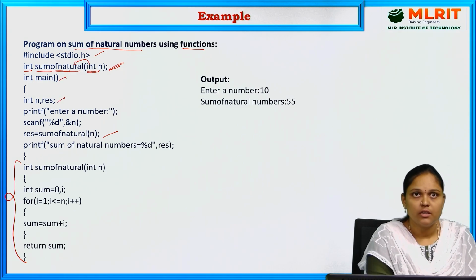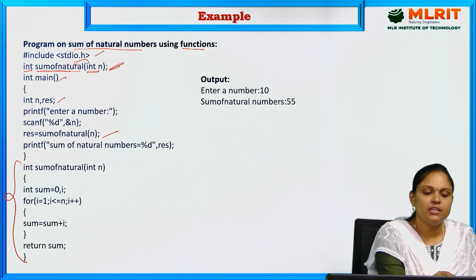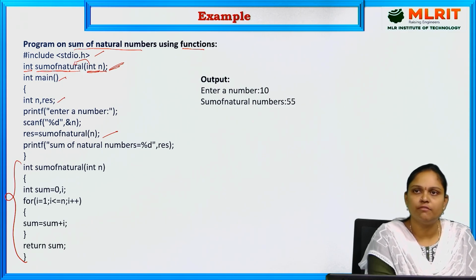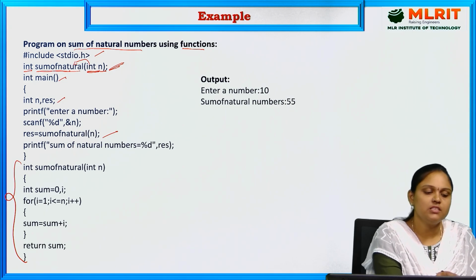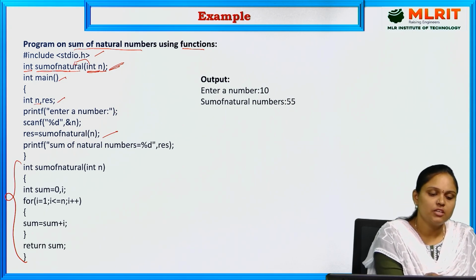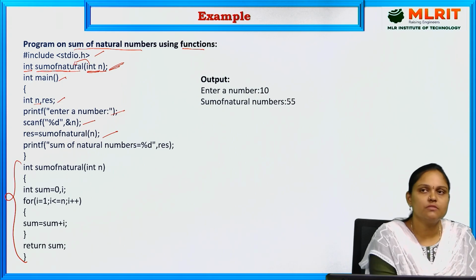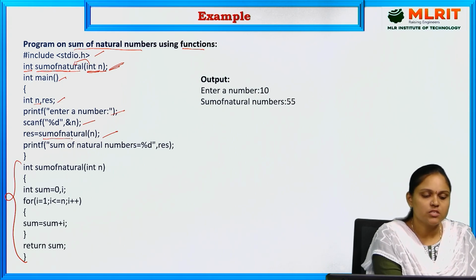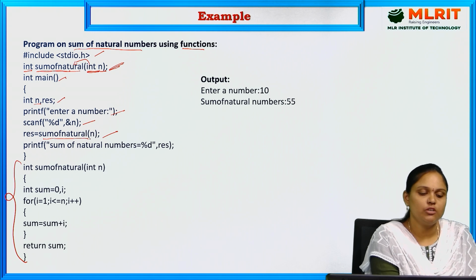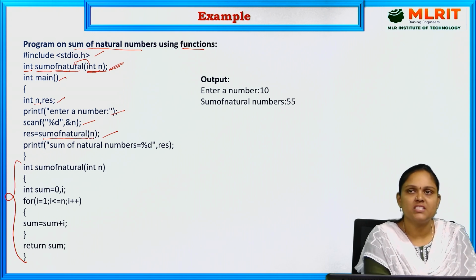Coming to the next, inside the main function we are declaring two variables, n and result, because in the declaration we are passing an n value. Before passing an n value, we need to read that n value. That is the reason we declare it, ask the user to enter a number, and read that number using a scanf statement. Next we call the function sum of natural, and we pass the n value as an input.